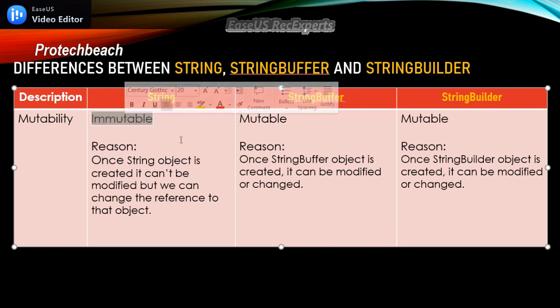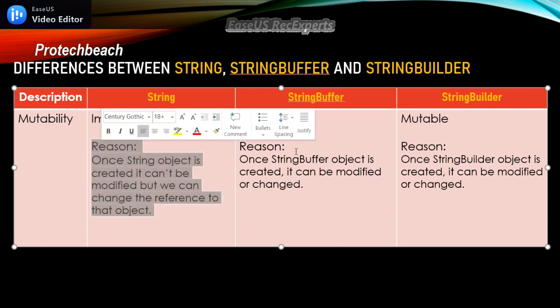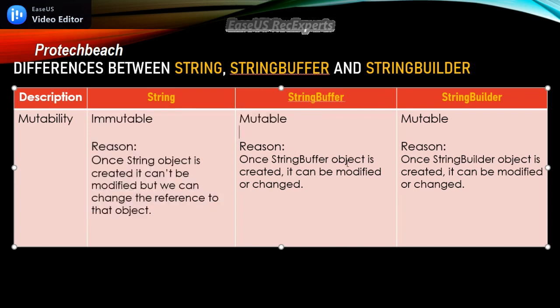Immutable in nature means that once you create a String object, it is immutable, because once you create the object, we can't modify it. That is called immutable. But in the case of StringBuffer and StringBuilder, once you create an object, we can alter the object. We can modify the content of the StringBuffer and StringBuilder object. That's why it is called mutable. We'll see this in an example.